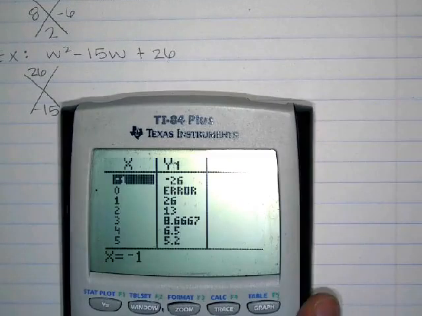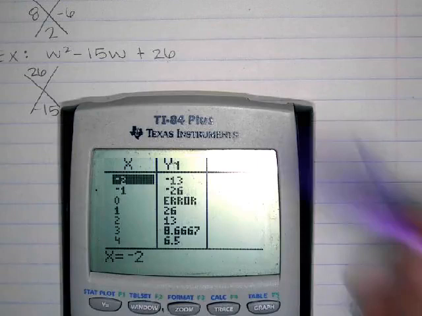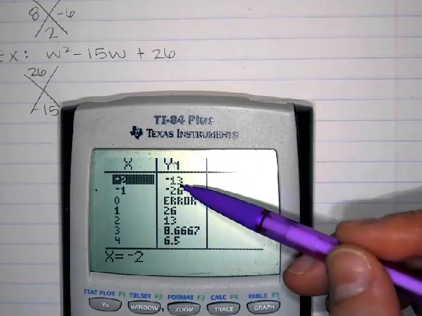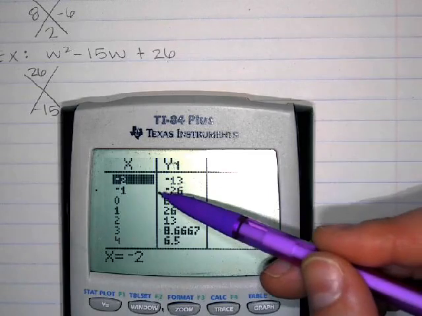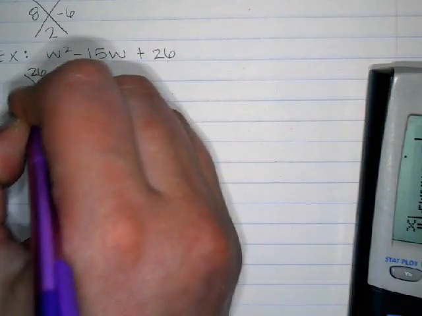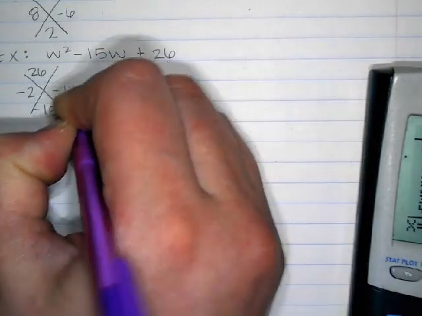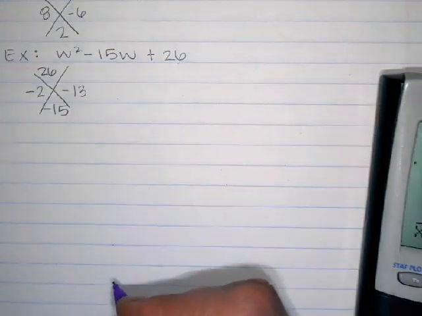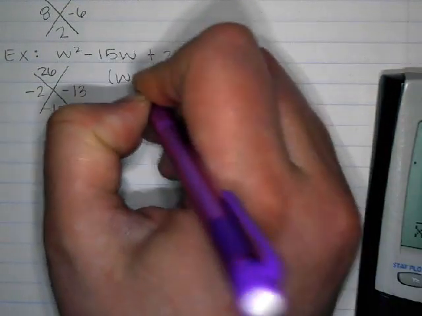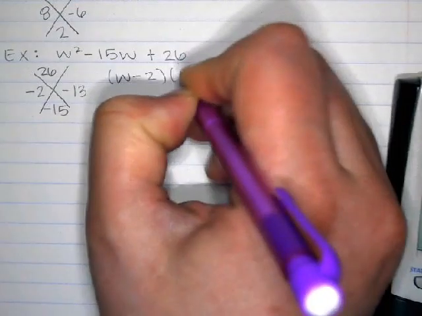And then I've got negative 2 and negative 13. What does that add up to? Negative 15. So those are my numbers. Negative 2 and negative 13. So what am I going to write in my parentheses? W minus 2, W minus 13. Okay?